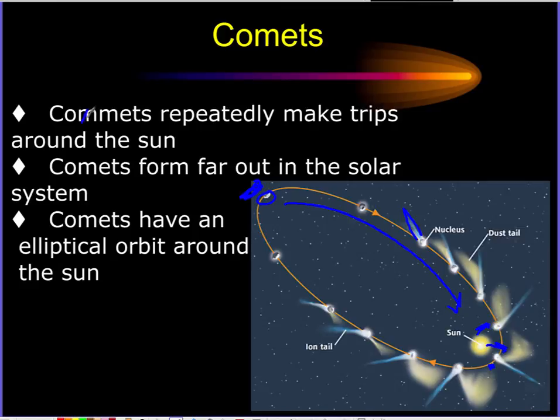They only have 1 M in them, and they orbit the sun making repeated trips. One of the more famous of the comets is Halley's Comet, or sometimes pronounced Halley's Comet, and it comes every 75 to 76 years, and the next time it's coming is going to be 2061.